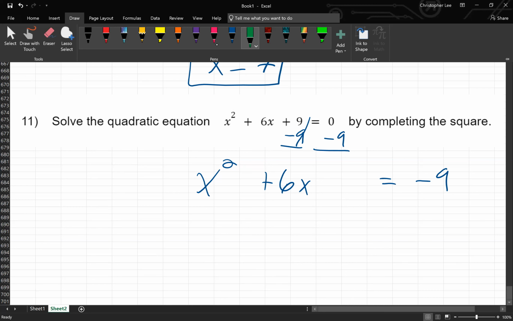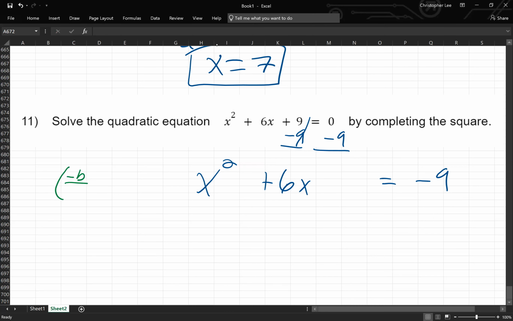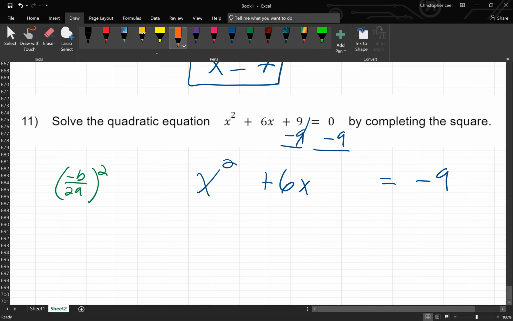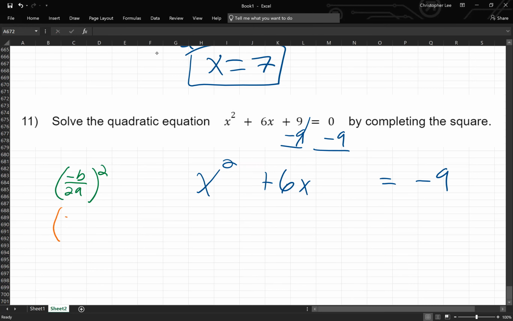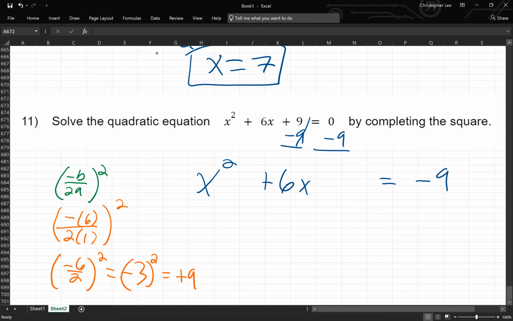What's that formula? Okay, so it's negative b over 2a, squared, right? Then we're gonna plug that in. So help me out, what's b? 6, good, over 2 times a, which is 1, squared. So this is -6 over 2, squared. That is -3 squared, which is +9. So we're gonna add 9 here, add 9 here.